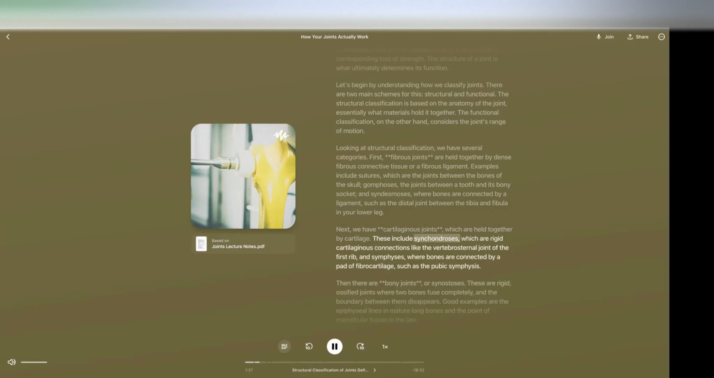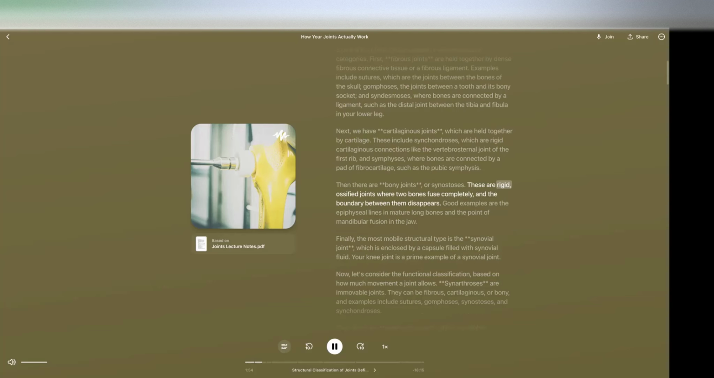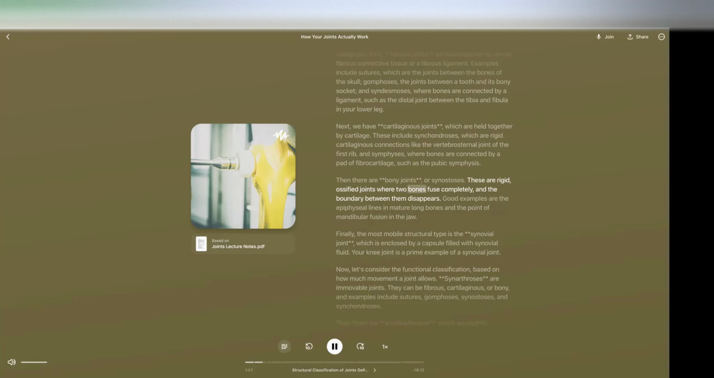These include synchondroses, which are rigid cartilaginous connections like the vertebrosternal joint of the first rib, and symphyses, where bones are connected by a pad of fibrocartilage, such as the pubic symphysis. Then there are bony joints, or synostoses. These are rigid, ossified joints where two bones fuse completely, and the boundary between them disappears. Good examples are the epiphyseal lines in mature long bones and the point of mandibular fusion in the jaw.